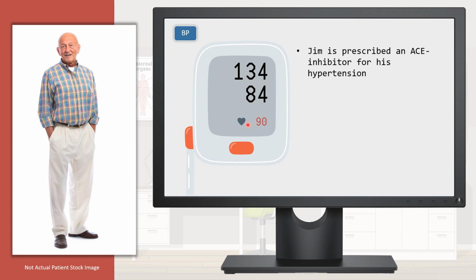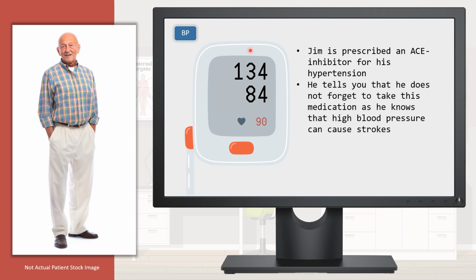Jim is prescribed an ACE inhibitor for his high blood pressure, which is fabulous, which is what he should be prescribed if you look at the guidelines. He does not forget to take his medication because he knows that high blood pressure can cause strokes, right? He knows that. His dad had a stroke and Jim does not want to suffer the same.